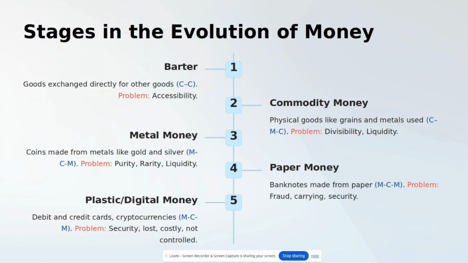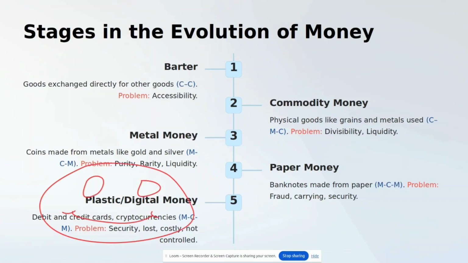And there came metal money. What is metal money? Metal money refers to coins made from metals such as gold, silver, copper, or other alloys, which are used as a medium of exchange. Its problems were purity, rarity, and liquidity. Then there came paper money. And what is paper money? Banknotes made from paper. Paper money solved the problem of liquidity, but still had a few problems like fraud and carrying security.